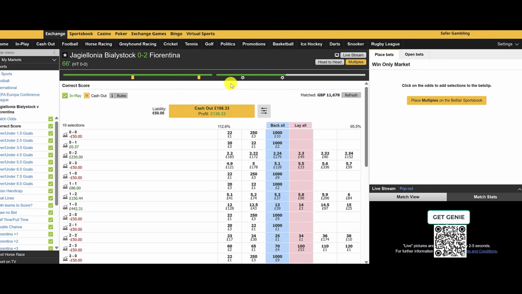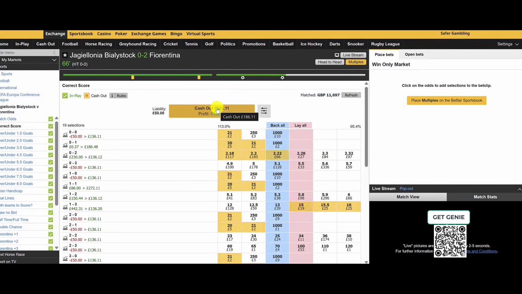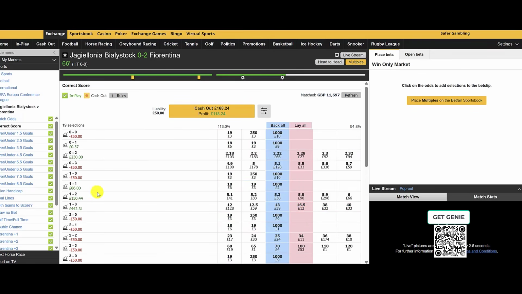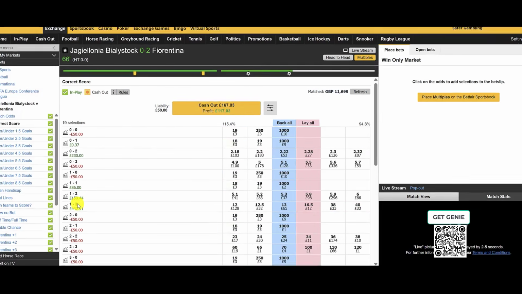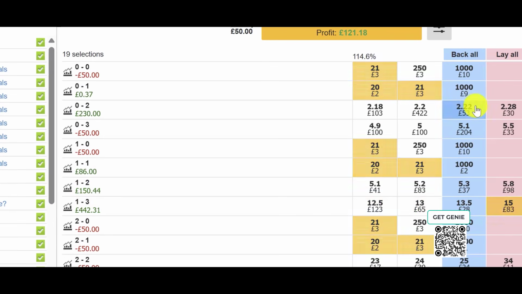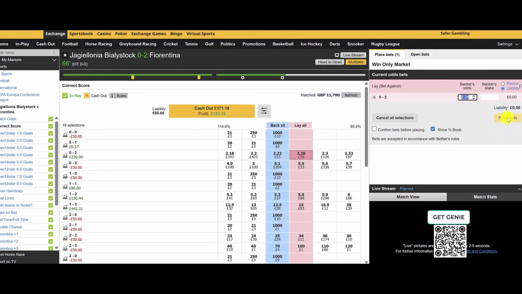66 minutes on the clock, and Fiorentina have just doubled the lead. So we are on that 2-0. We can lock it in if we really wanted to. But do keep in mind, we've still got 1-2 alive. We've still got 1-3 alive in this situation.